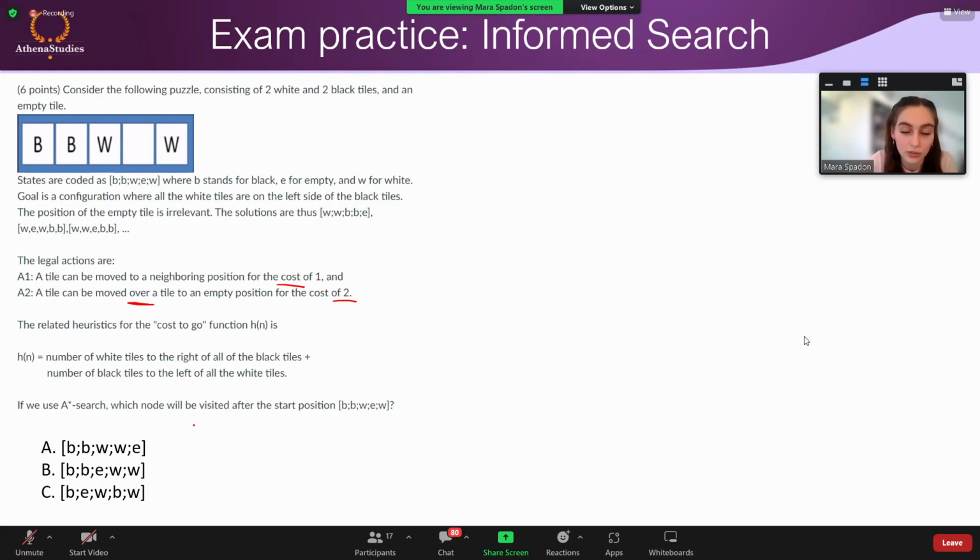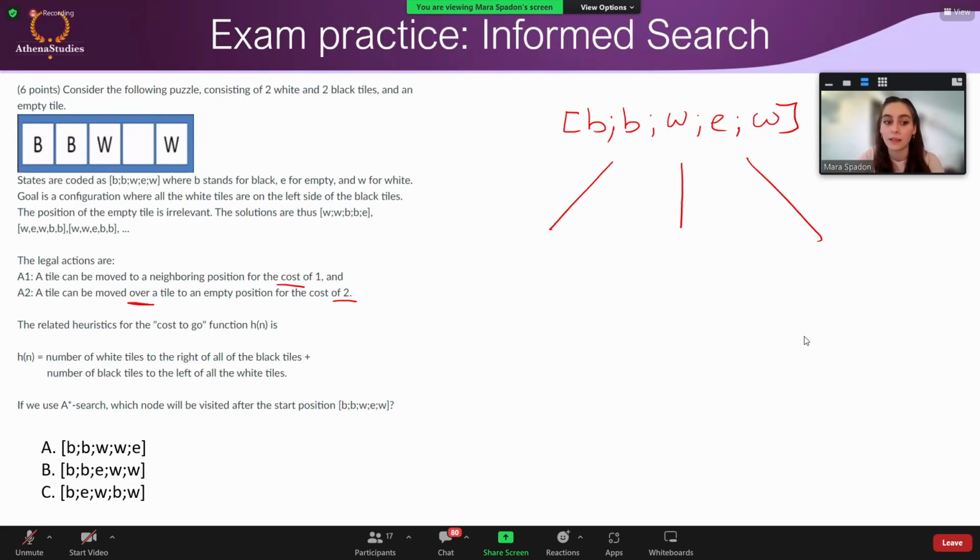So we want to use A star search, and we want to know which node will be visited after our starting position. So this is our initial node, right? We start with black, black, white, empty, and a black tile, white tile again, sorry. And we have 3 options to go to, which are these 3. And now they want you to calculate the heuristic function, right? And then which one will we choose first? So I'll give you guys some time to go over this. Remember, what is the... Well, I'm not going to give you guys any hints. Never mind. So try this one yourself. So how can we calculate the heuristic value?